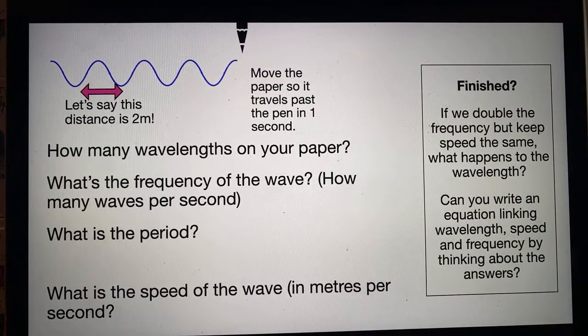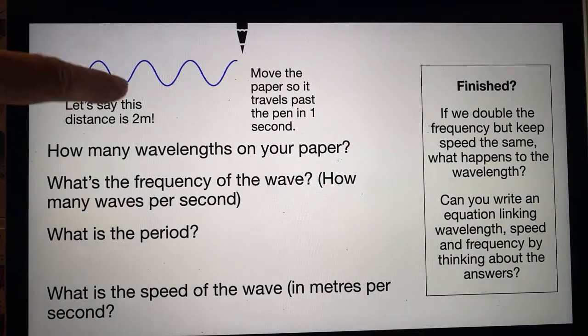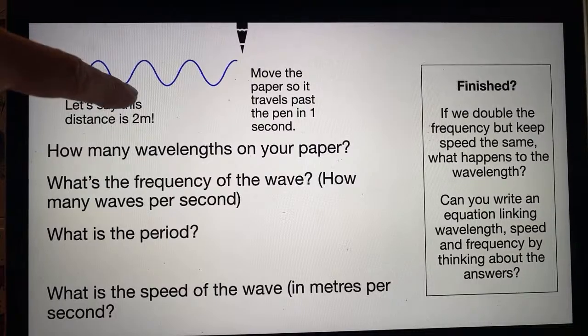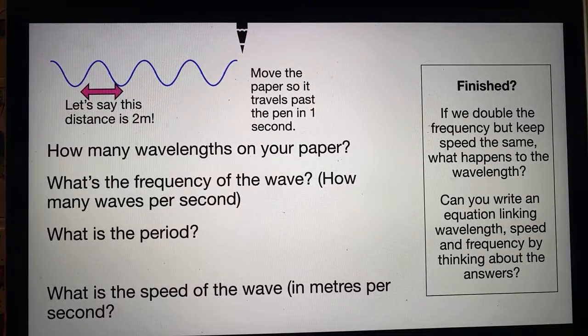So first question, can you please imagine that from trough to trough or peak to peak is 2 meters on your model? We'll just say that that's 2 meters, okay? So move the paper so that it travels past your scissors or your pen or whatever in 1 second. Can you tell me how many wavelengths on your paper? Be really careful with units here, please. By units, I mean like meters, seconds, hertz. Be really careful with the units. How many wavelengths on your paper?